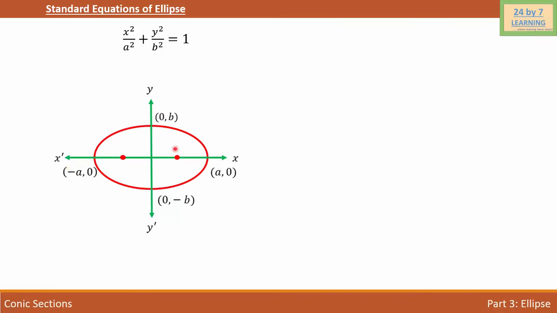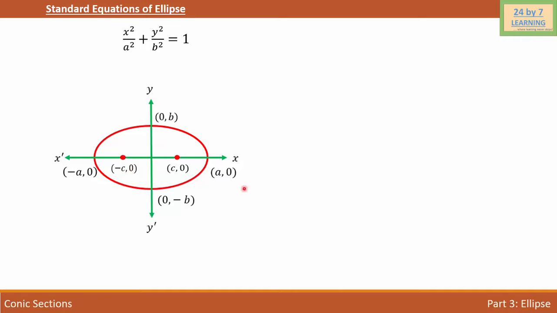Now let's graph this ellipse. If we draw the ellipse, we will get something like this, where you can see the vertex of the ellipse is a comma 0 and negative a comma 0. And the points on the minor axis are 0 comma b and 0 comma negative b. So as we can see, the x-axis is my major axis and the y-axis is my minor axis. I have 2 points, this point and this point, which are basically the foci of the ellipse. So the foci of the ellipse are c comma 0 and negative c comma 0, which are the coordinates of this point and this point.